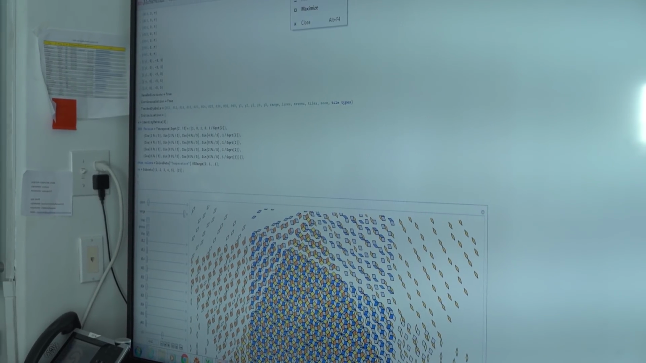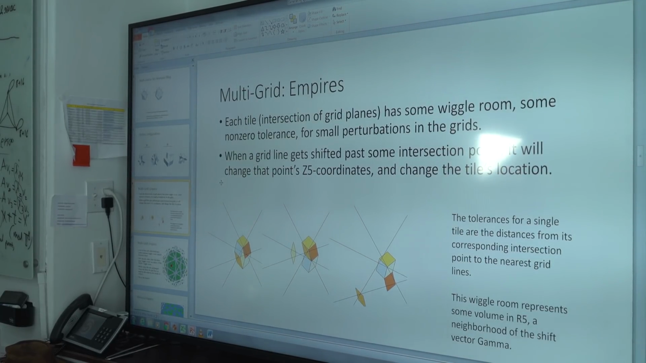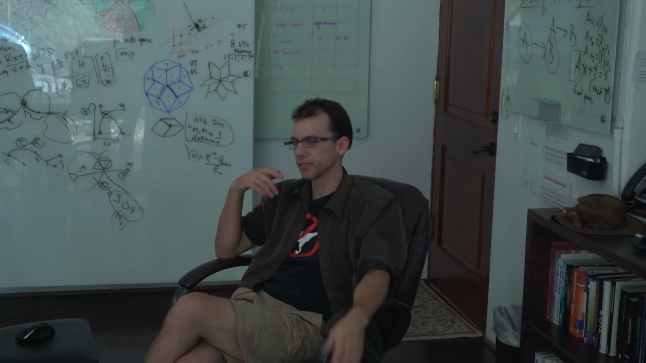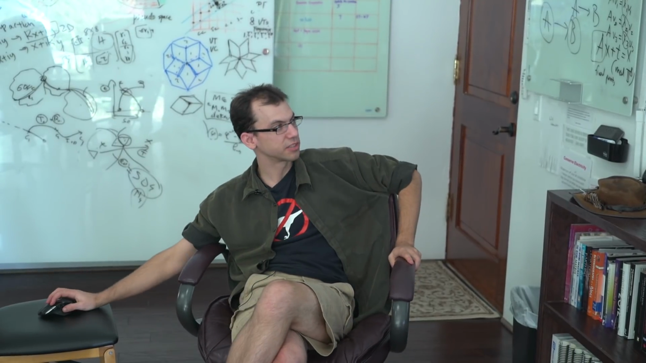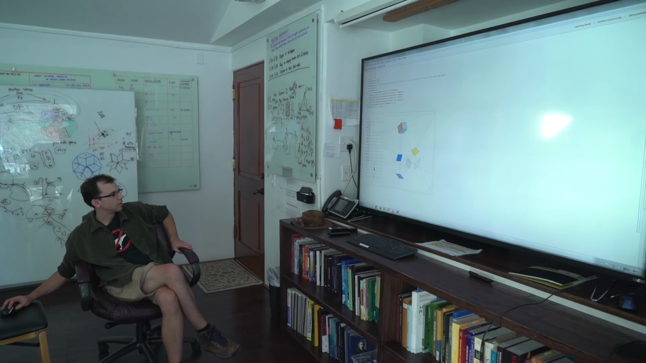Okay, let's talk about empires for multigrid before I move on to the other ones. So you have lines, and 2 lines will intersect to make a tile, and then you can ask, how stable is that tile under perturbations of the shift vector? Okay.